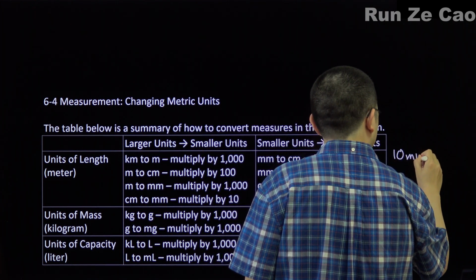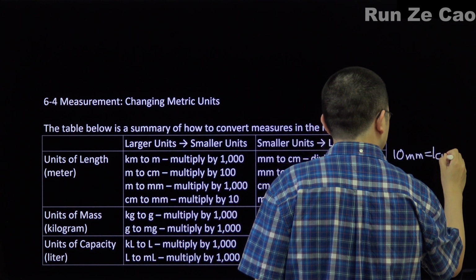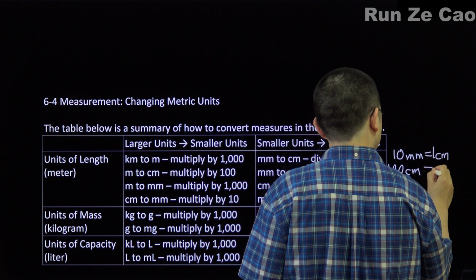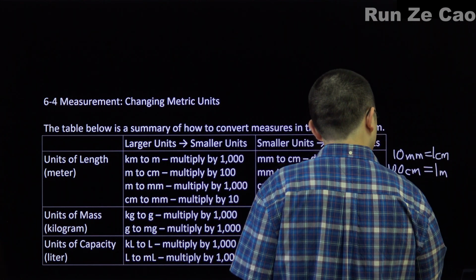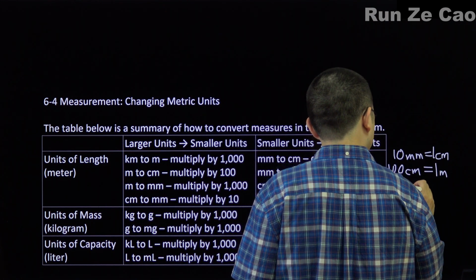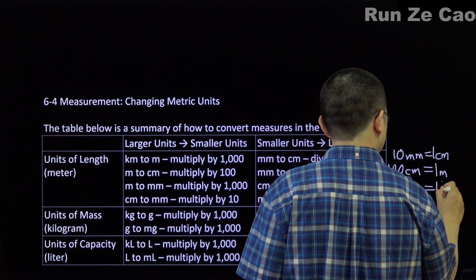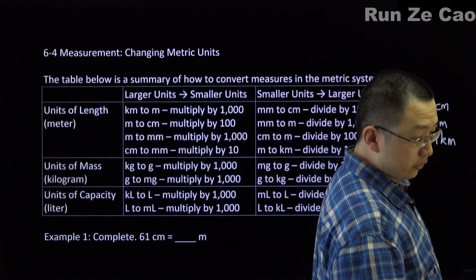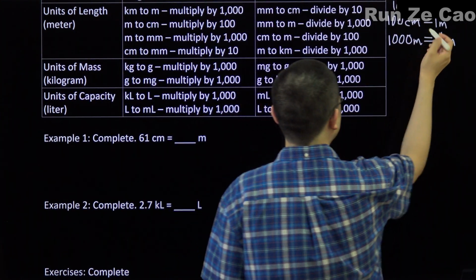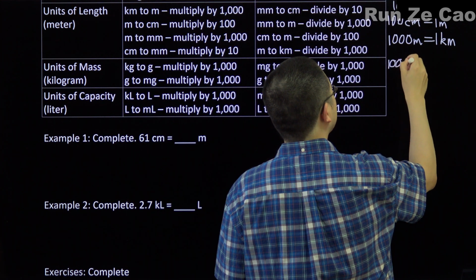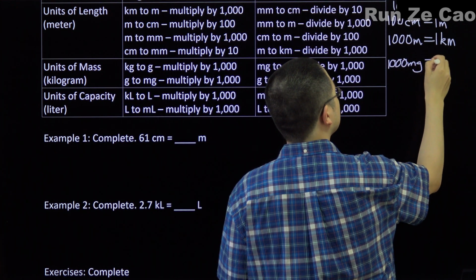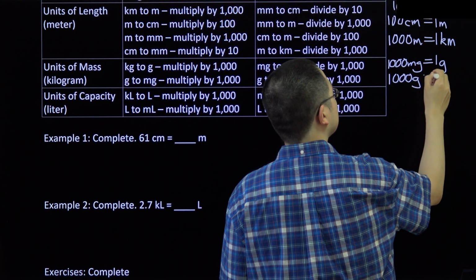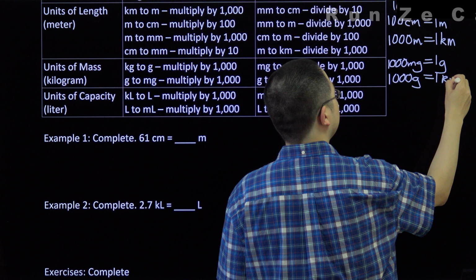10 millimeters equals 1 centimeter. 100 centimeters is equal to 1 meter. 1,000 meters is equal to 1 kilometer. And for units of mass, 1,000 milligrams is equal to 1 gram, and 1,000 grams is equal to 1 kilogram.